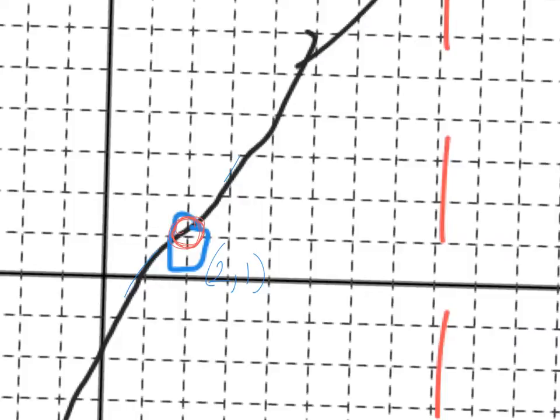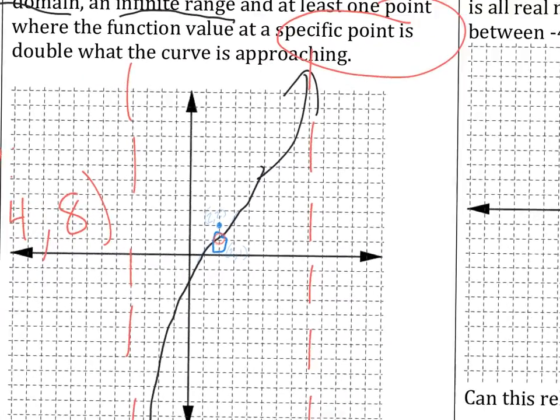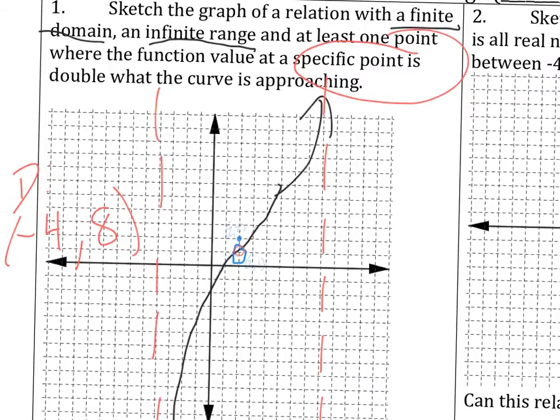So it looks like it's getting there, it looks like it's getting there. And then we have another point that's higher up. So instead of (2, 1), this is supposed to be twice the value. This would be the point (2, 2). Okay. So if you look at this graph as a whole, going piece by piece, we've got a finite domain. In other words, the domain stops. We've got an infinite range, so we're going up to infinity or down to infinity. I did it both ways. And then we have a random point where the function is double what the curve is approaching. We end up with something that resembles this.